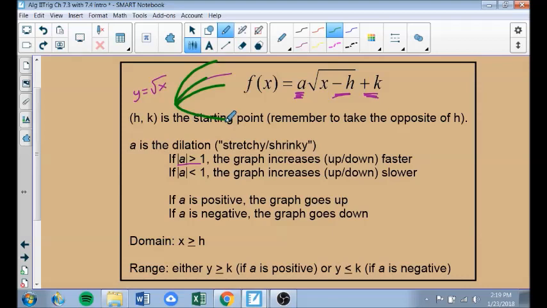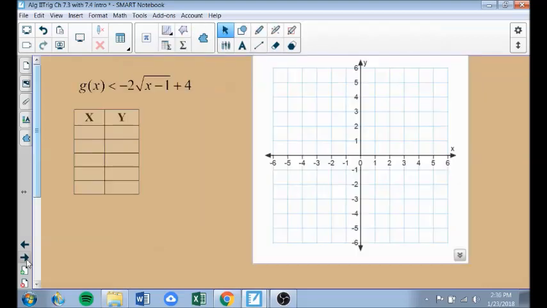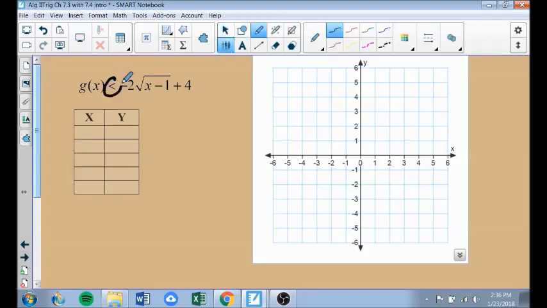And then H and K is your starting point, as I call it. The starting point is like the first point of your graph, where everything is being graphed from, is going to be the point H, comma, K. That's what this was saying. You take the opposite of H, but it's at H, comma, K. The domain is x is greater than H, and the range is y is greater than K or less than K, depending on if the graph is going up or down. So we can apply all that stuff here while recognizing that this is a less than on it.